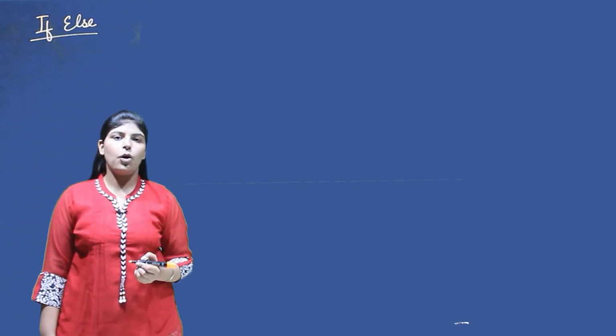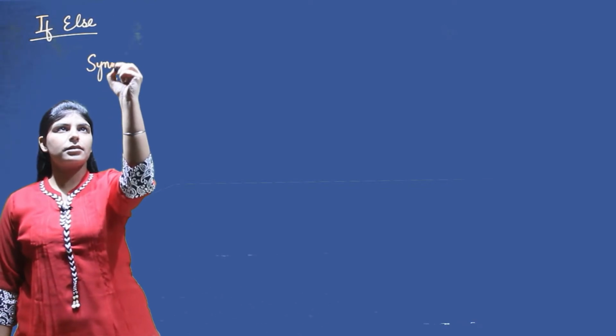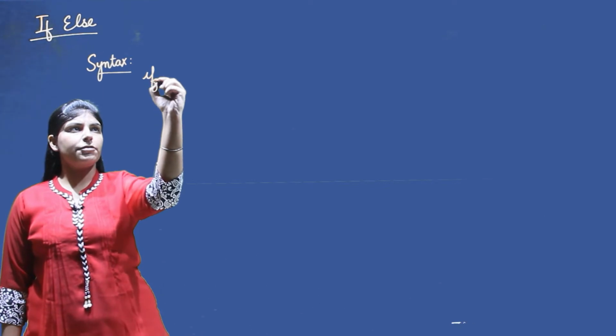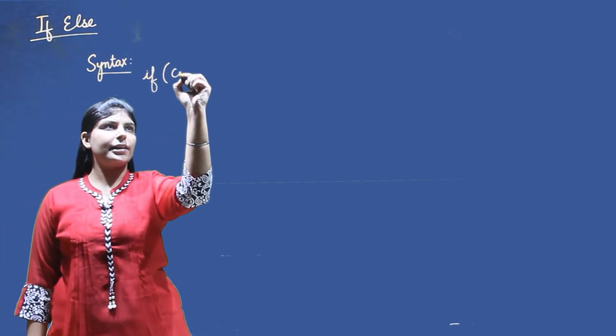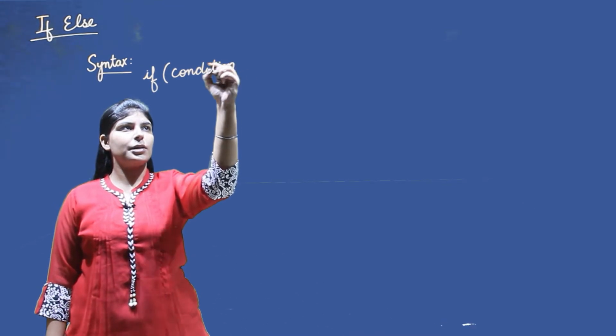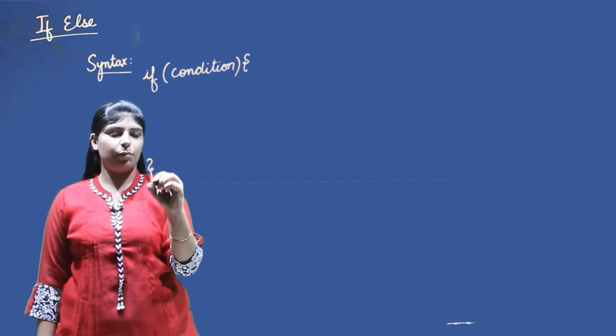Here we have two blocks, if block and else block. So let's see the syntax. We have the keyword if. Along with that we write the condition in parenthesis. Then we have curly brackets marking the start and end of the if block.